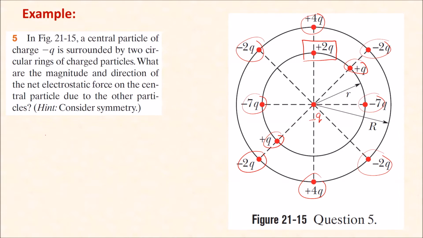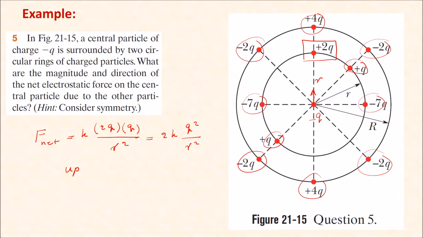This is 2Q. So the F net will be k times 2Q times Q divided by r squared. You see the distance is r, right? And so it is 2kq squared over r squared, and the direction is up. Up because this one gets attracted to the opposite charge. Does it make sense? Yeah, thank you. You're welcome. All right. Any questions about this?